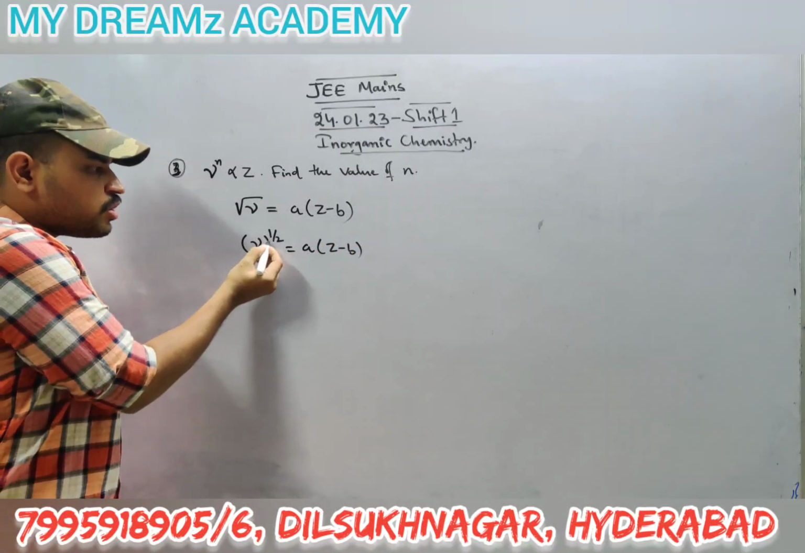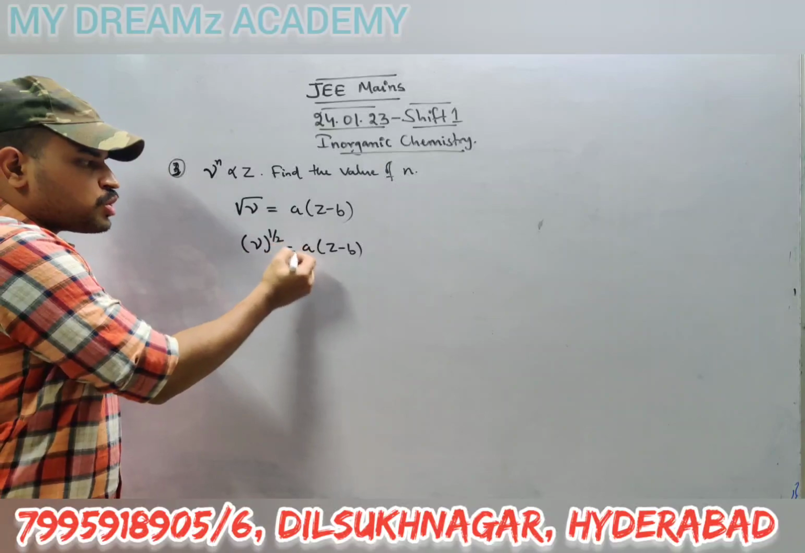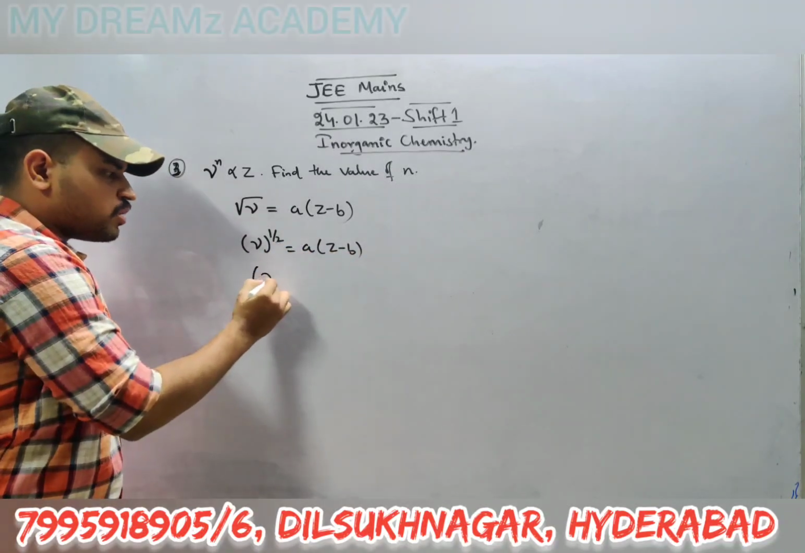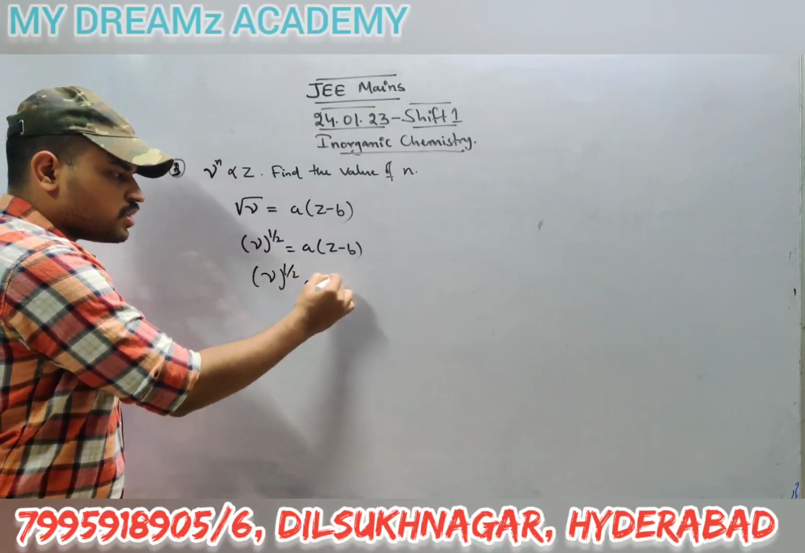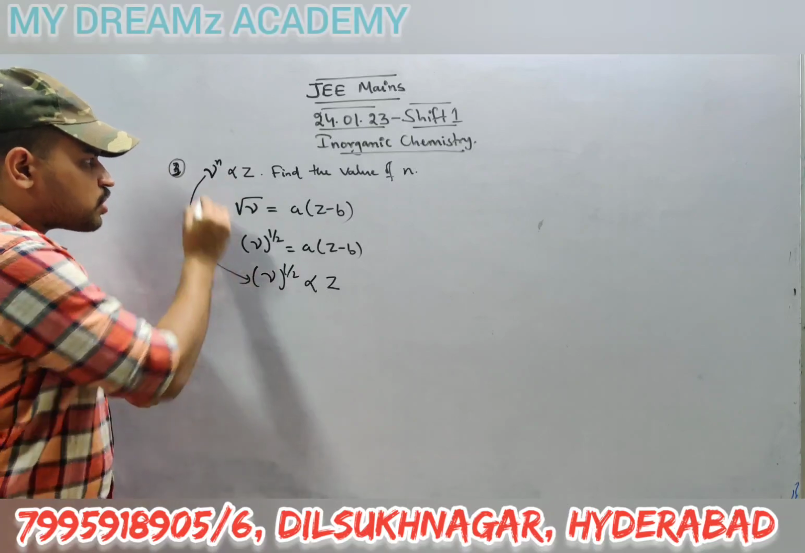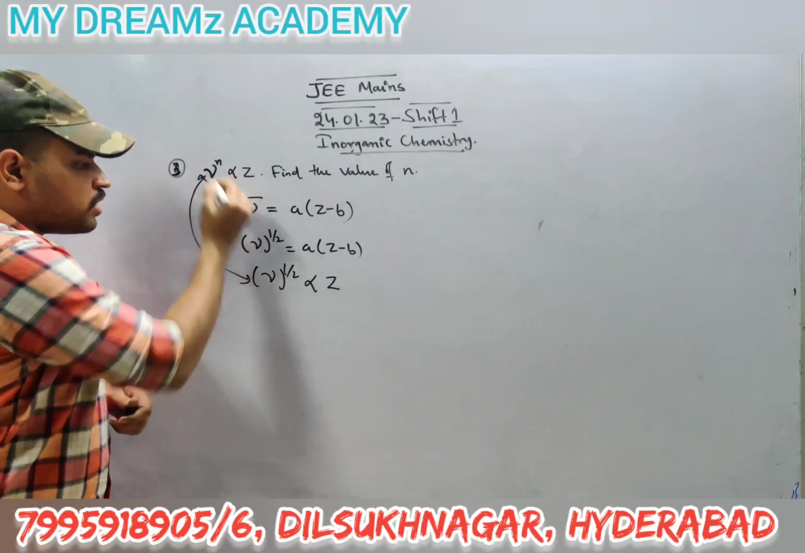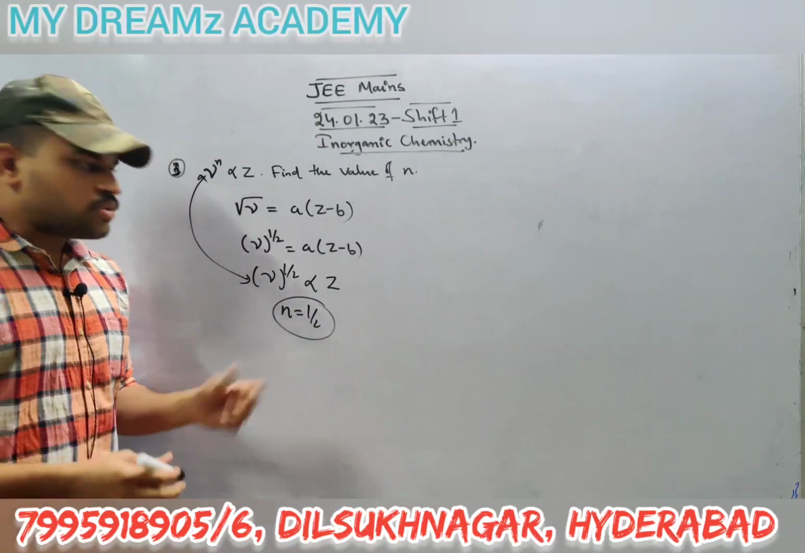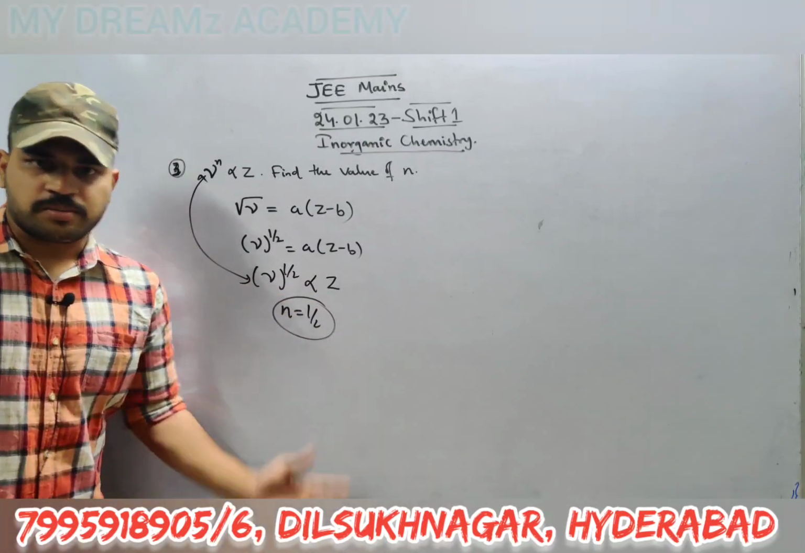So frequency to the power 1 by 2 is proportional to Z minus B. If you remove the constants, it will be proportional to Z only. So from this equation, what we can understand is that the n value is nothing but 1 by 2. The n value is 1 by 2. This is the answer for the third question.